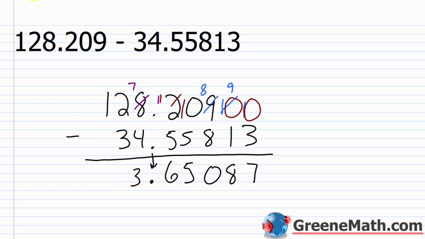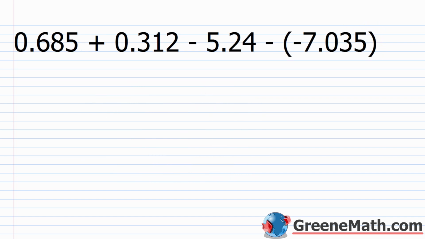I need to borrow 1 last time. So I'll borrow from the 1, it will become 0. This will become 12. 12 minus 3 is 9. So we end up with 93.65087. All right, now we have addition and subtraction mixed.